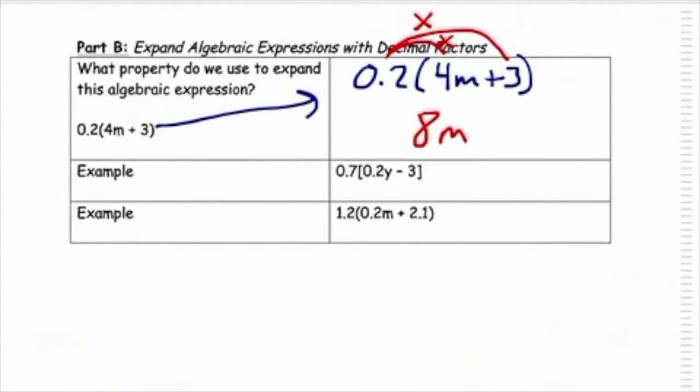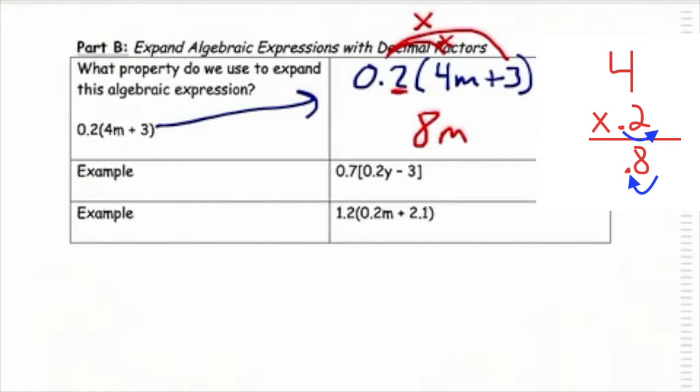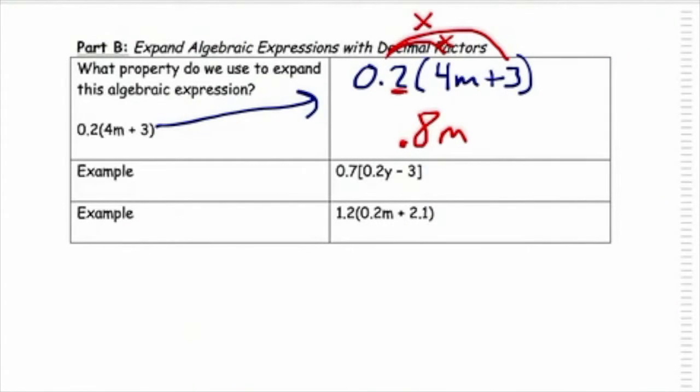But the only thing that you want to do in the back of your head is when you do the 2, it's really 0.2. So that means you move the decimal out 1 space. So you've got to move that decimal back in 1 space. So it's going to be 0.8m. We'll do it again. At first it sounds complicated, but the more you do this, the easier it is.